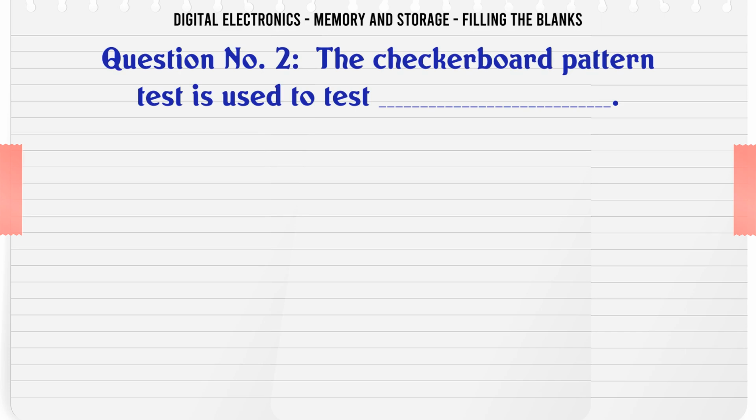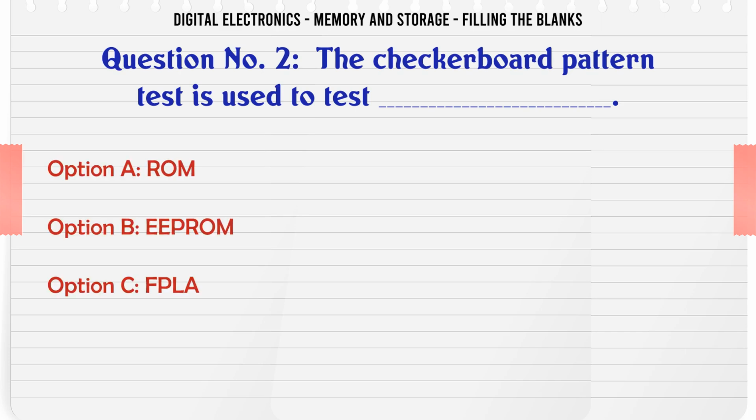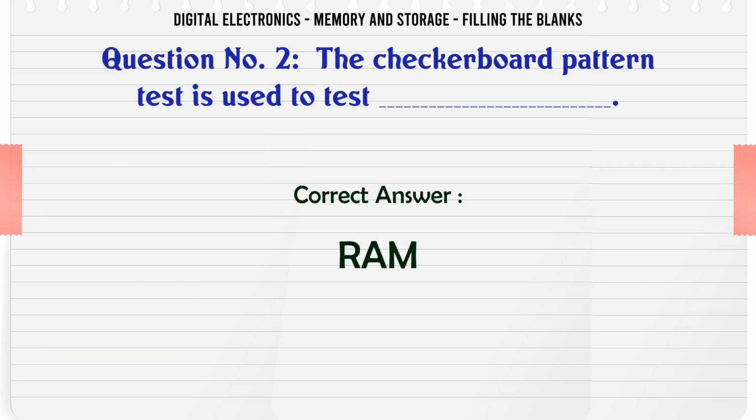The checkerboard pattern test is used to test A. ROM. B. EEPROM. C. FIFO. D. RAM. The correct answer is RAM.